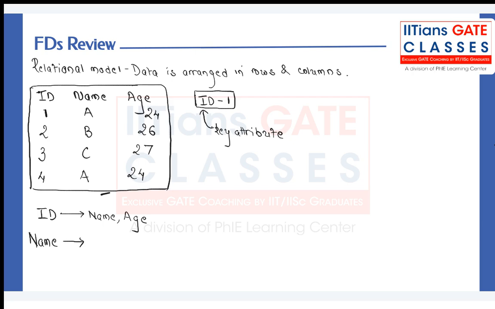If the name is capital C, will I get a unique age or a different age? See, there's only one row with name as capital C. I will get a unique age. Similarly, if the name is capital A, even though there are two rows, the age you will get is only one value, which is 24. So even name can uniquely identify an age. This is the most important concept of functional dependency. Okay, is it clear?